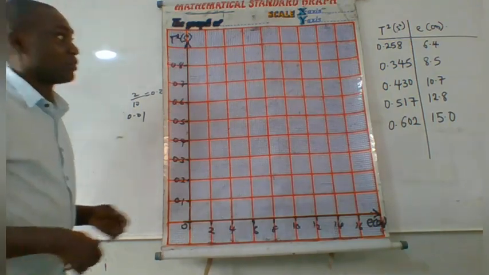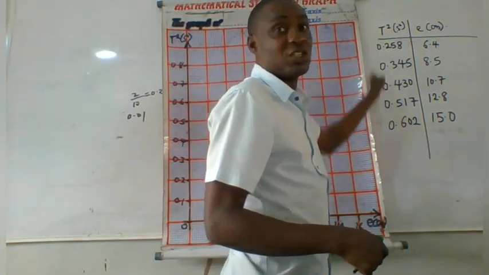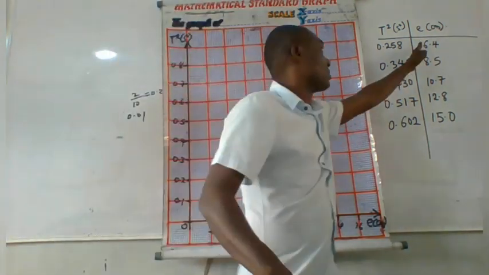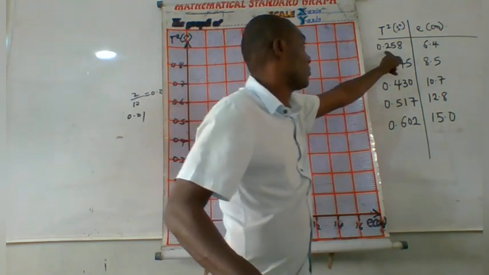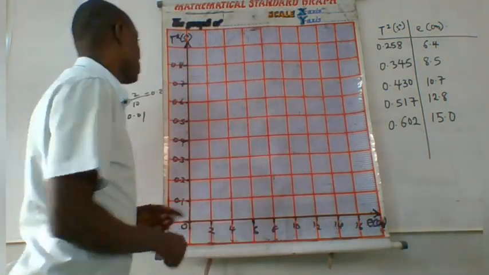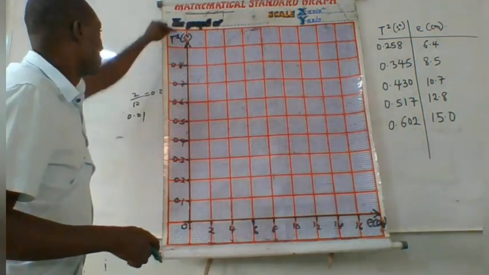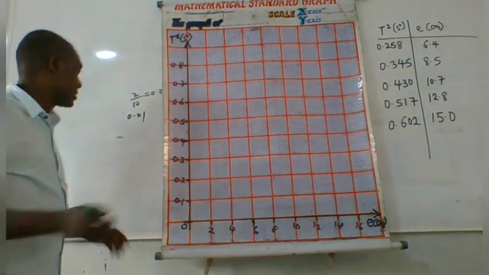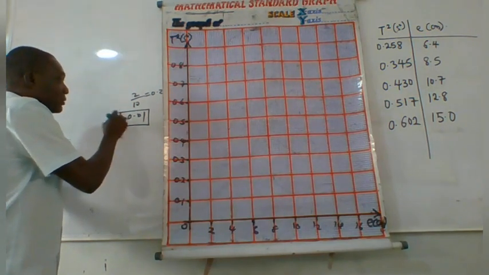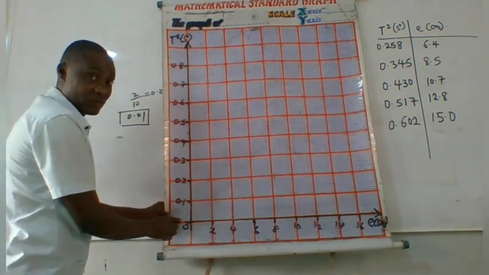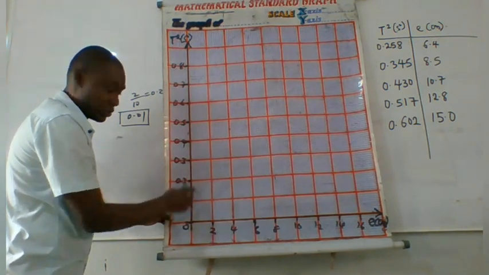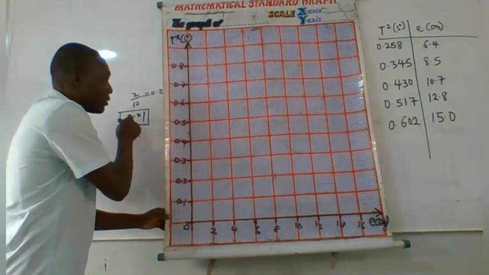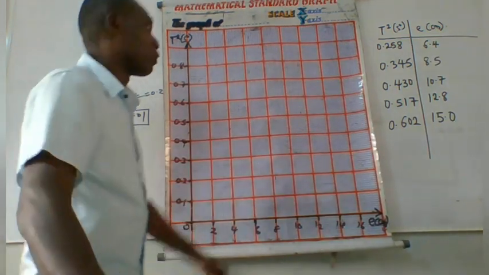Okay, so we can go with this. Now to plot, you look at these values here. It may be very tedious for you to plot these values, because of the decimal points that we have here. So this is what I'm going to do. I'm going to get a scale factor on the t squared. My scale factor is 0.01, because each of these smaller lines is 0.1. What did I do? 0.1 divided by 10, that gives me 0.01. That's my scale factor.